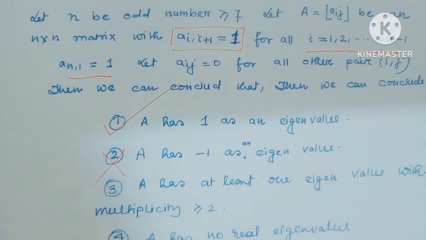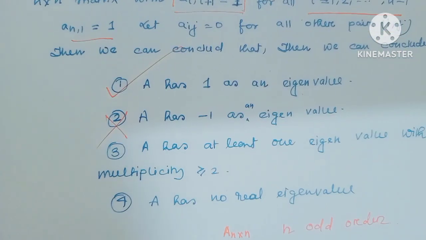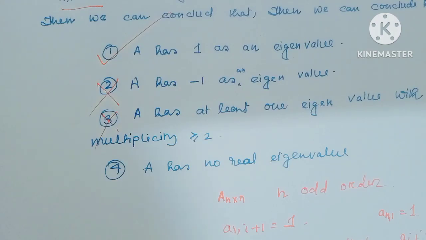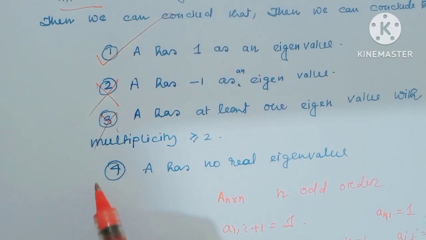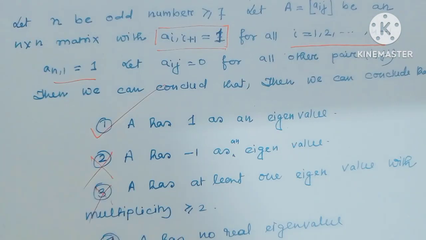So this is wrong. A has at least one eigenvalue with multiplicity greater than or equal to 2, this is also wrong. A has no real eigenvalue, obviously wrong, since A has 1 as an eigenvalue and 1 is real. So option 4 is also a wrong option. Option 1 is the only right option.